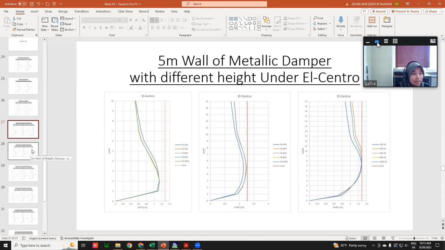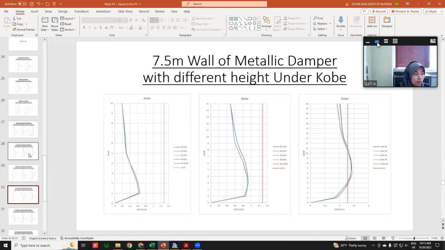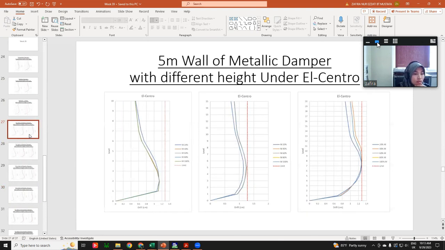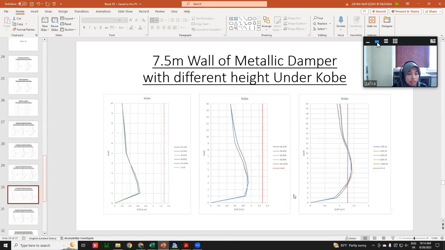That's why I compared a 5-meter wall with a 7.5-meter wall, because I know 2.5 will be over the limit. If the height of the building increases, the inter-story drift is almost at the limit because the building is more flexible. Under El Centro it is okay, but under Kobe it's over the limit for the 5-meter wall. For 7.5, it is still considered okay under Kobe.